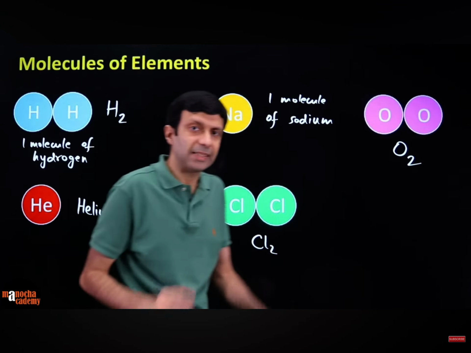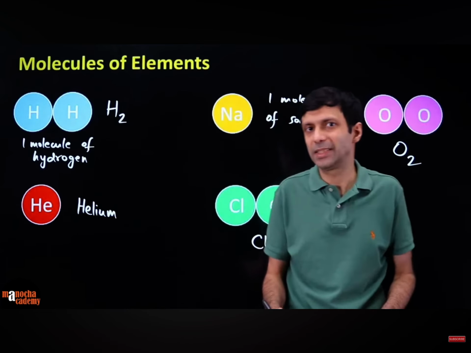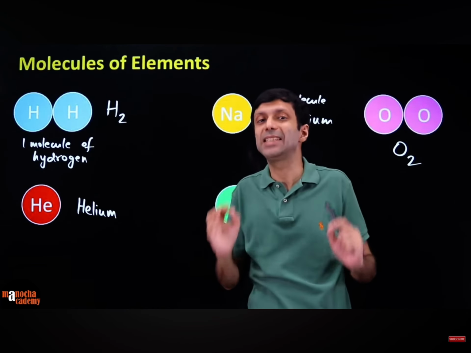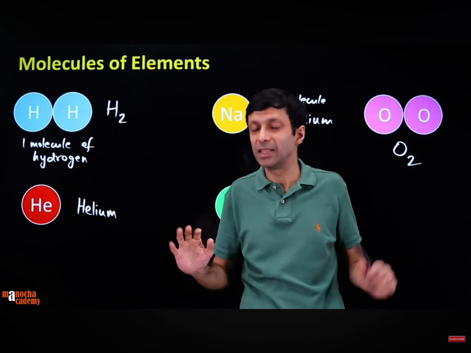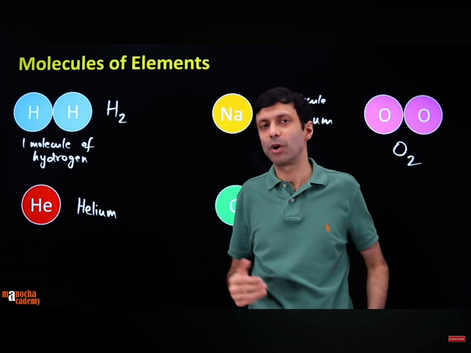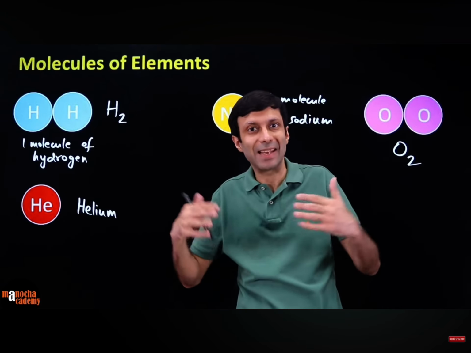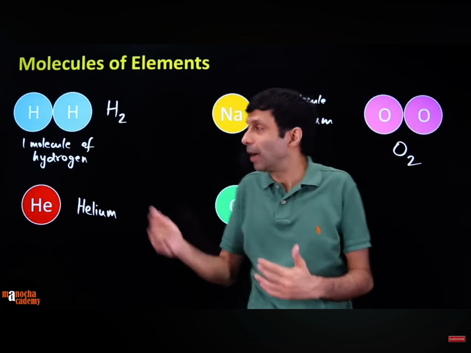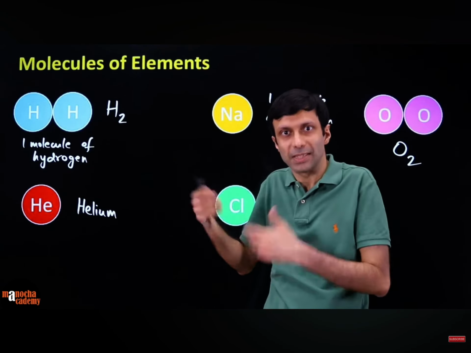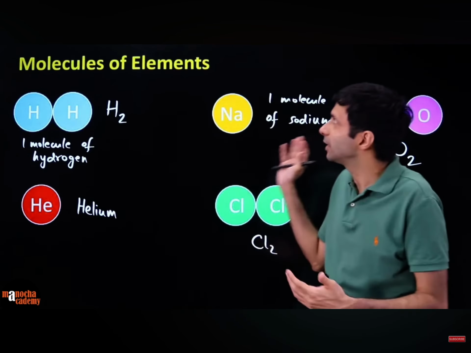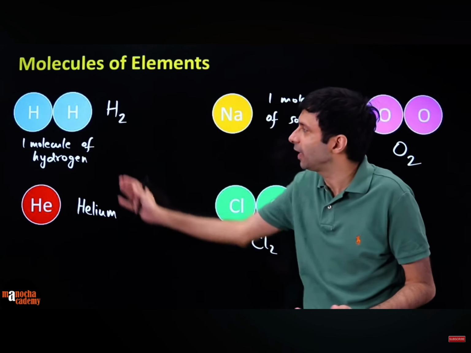So the important thing is, atom may or may not be able to exist independently, but molecules can always exist independently, always. That is why molecule is very important, because our world is made up of molecules, which can exist independently by combining with atoms of the same type like here, or with other elements. So here you can see we are talking only about molecules of the element.